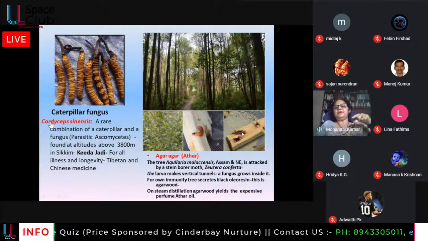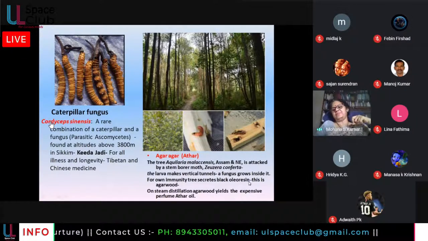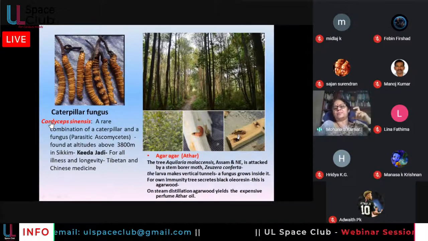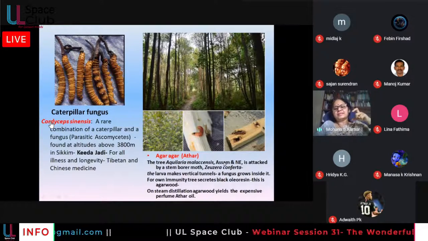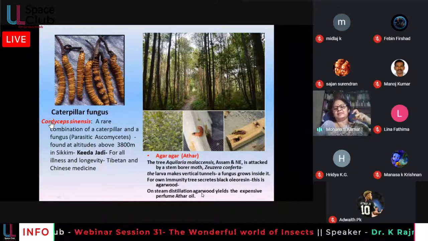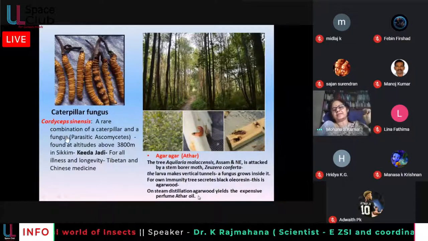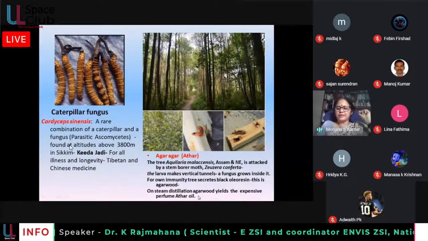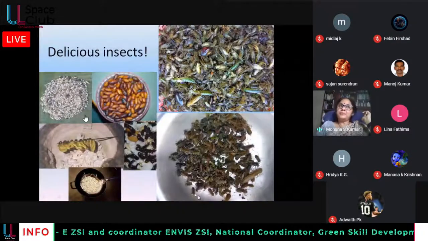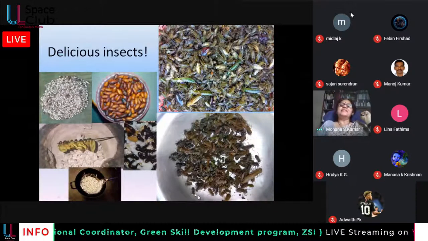Then the tree, as its immunity, secretes some oleoresin. Altogether, this black complex is what you call agar wood. And on steam distillation, the expensive perfume attar oil is extracted. So these are all products from insects. Edible insects, a very challenging field.